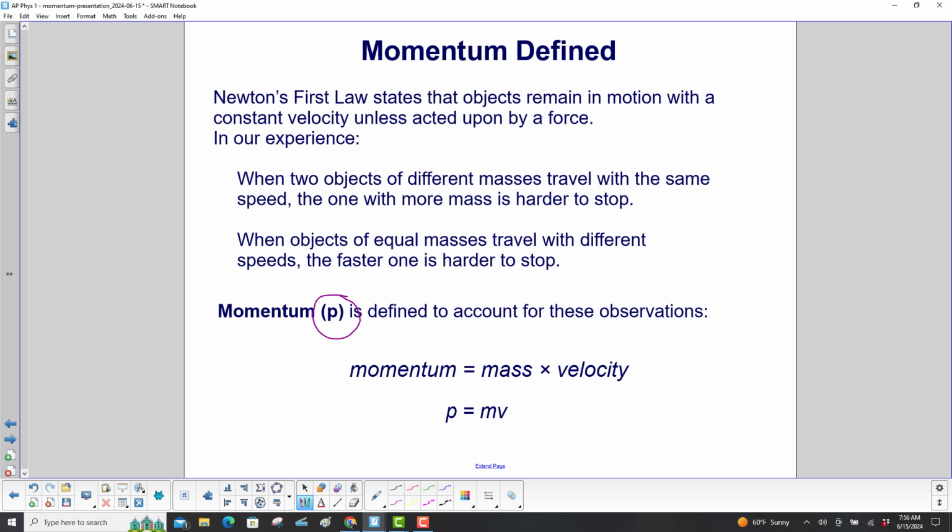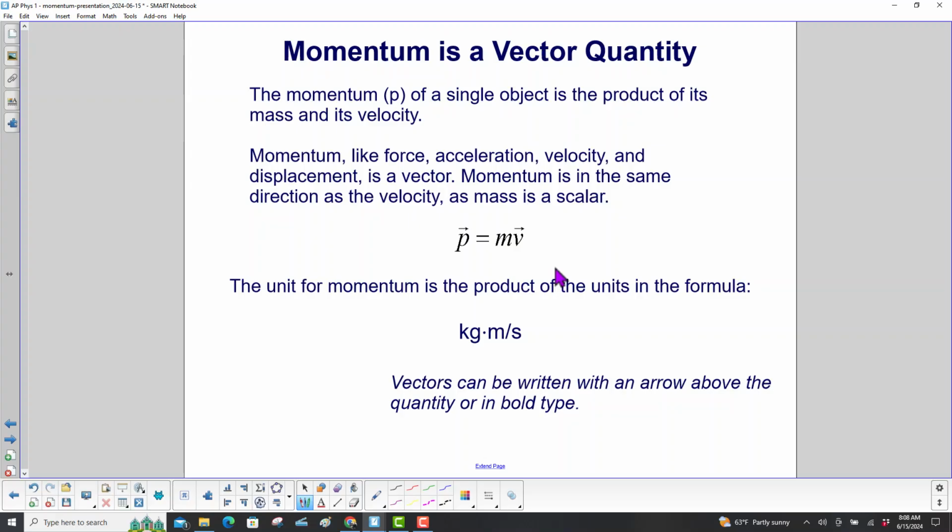Momentum is equal to mass times velocity. The momentum of a single object is the product of its mass and its velocity. Momentum, like force, acceleration, velocity, and displacement, is a vector. Momentum is in the same direction as the velocity, as mass is a scalar. So if this velocity is to the right, the momentum is also to the right. Mass is a scalar, so it does not change the direction.